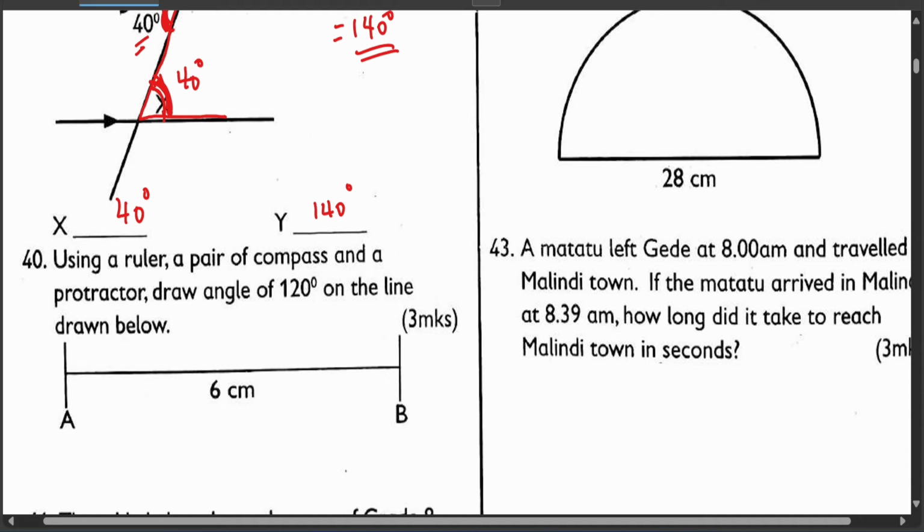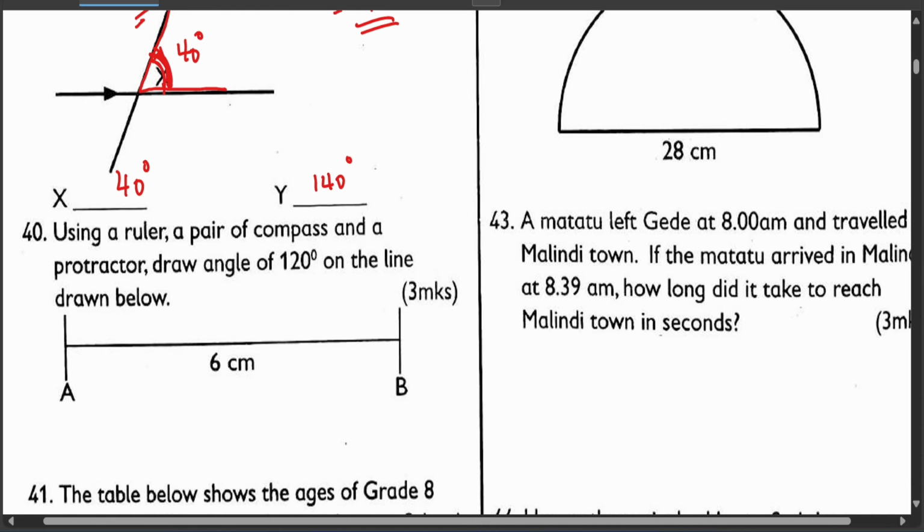Okay, using a ruler, a pair of compass, and a protractor, draw an angle of 120 degrees on the line drawn below. Again, the space is not enough. But in case you've been told to draw, first you need to extend. You either start from drawing A or B. For now, let me just show you.